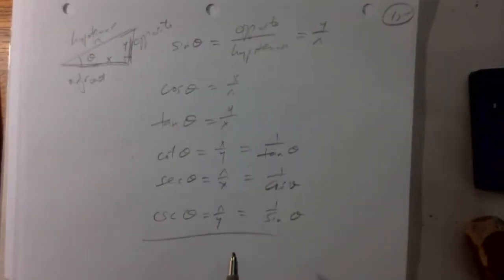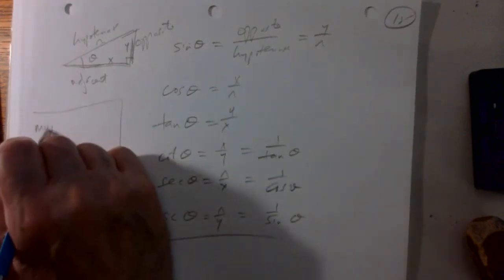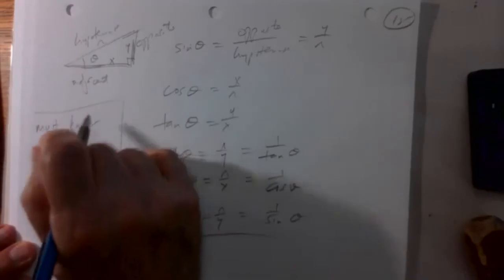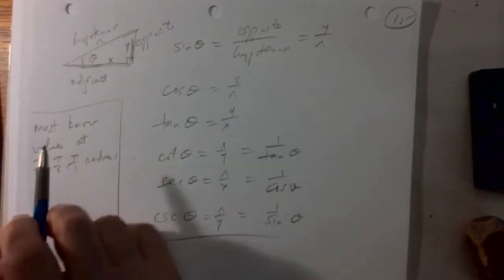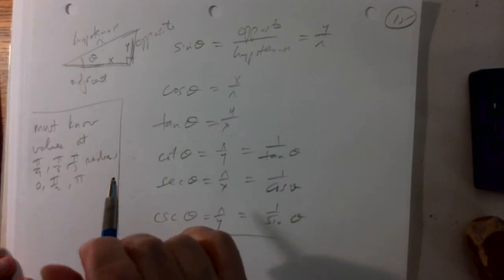So you need to review the trig functions, and you must know the values at the basic angles, which are pi over 4, pi over 6, pi over 3 radians, 0, pi over 2, pi. These are really basic things.